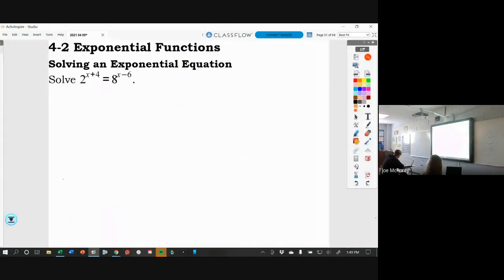Next problem. 2 to the x plus 4 is equal to 8 to the x minus 6. That's two separate things.